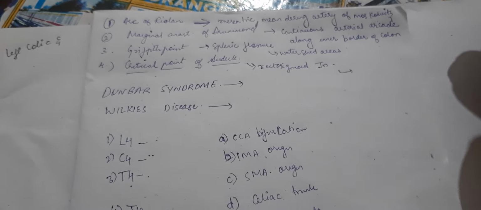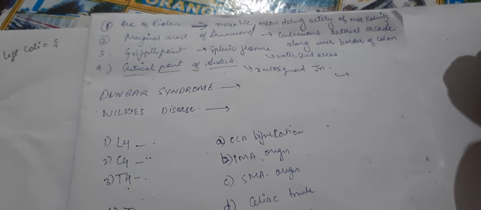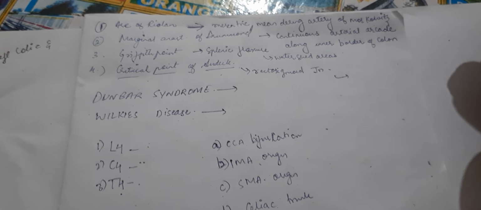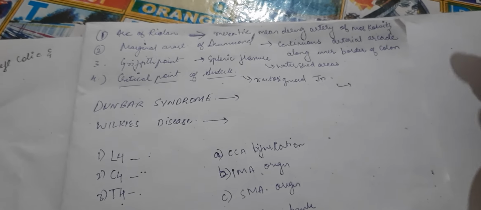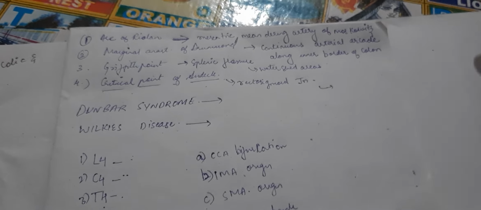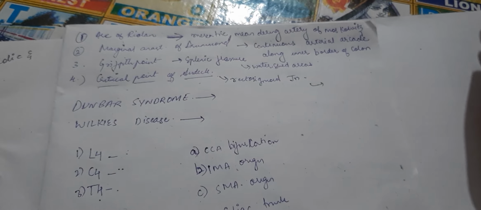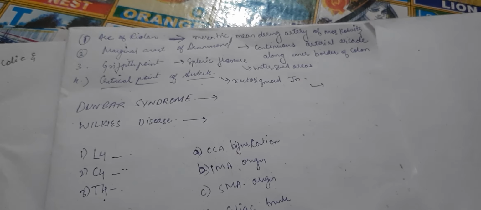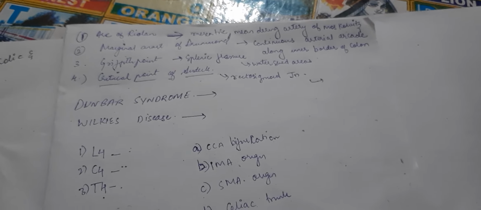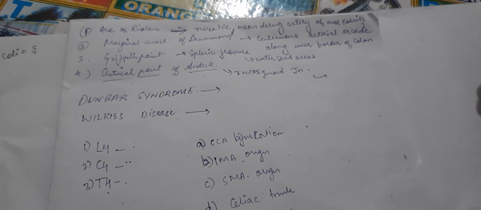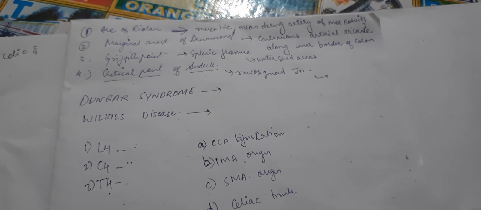Today we will discuss some important points from Anatomy for NEET PG. Arc of Riolan. It is also called the mesenteric meandering artery of Moscovitz. It is an anastomosis between SMA and IMA, the superior mesenteric artery and inferior mesenteric artery. Marginal anastomosis of Drummond is a continuous arterial arcade along the inner border of the colon.